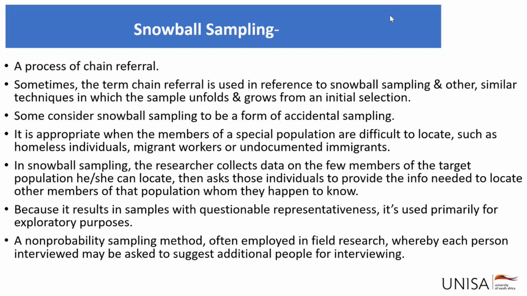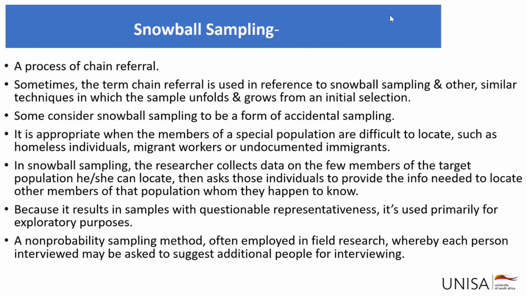It's appropriate when the members of a special population are difficult to locate, such as homeless individuals, migrant workers, or undocumented immigrants. So in other words, sometimes when you deal with sensitive information, it's better to look at snowballing because you go to somebody by recommendation, rather than just happening to be there at a certain time, because then there are trust issues and so on.